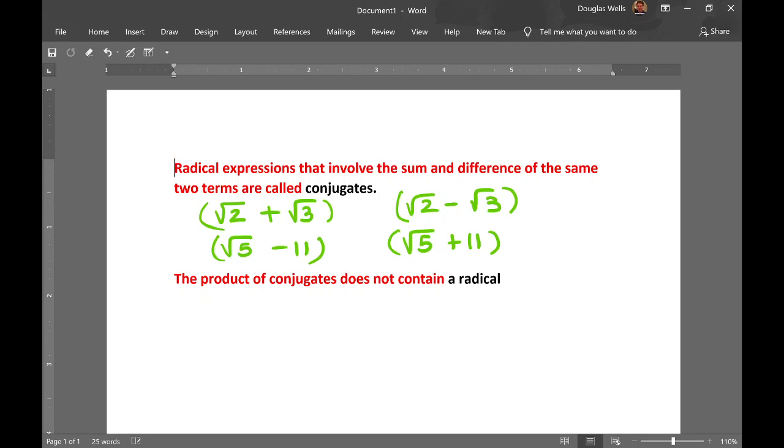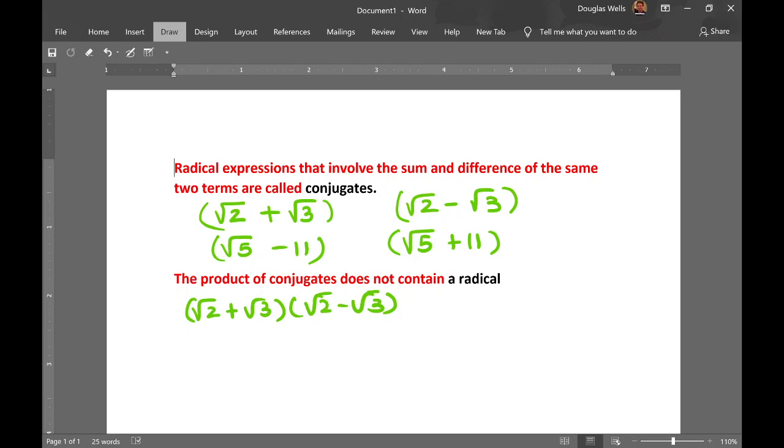Second important note, the product of two conjugates does not contain a radical. That means when you multiply square root of 2 plus square root of 3 times square root of 2 minus square root of 3, your answer should not have any radical left.